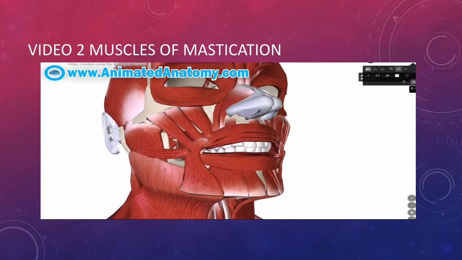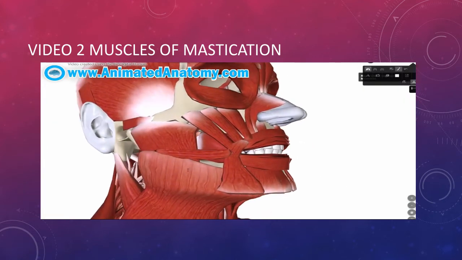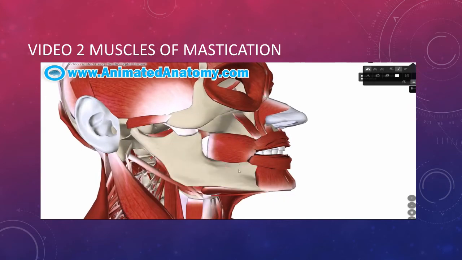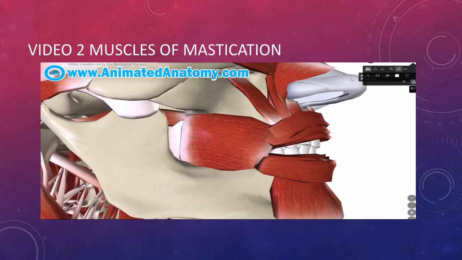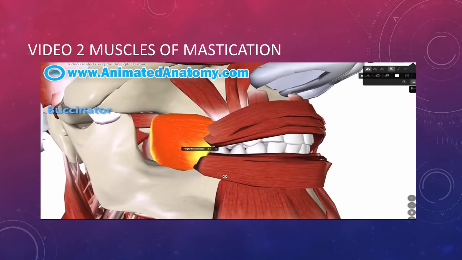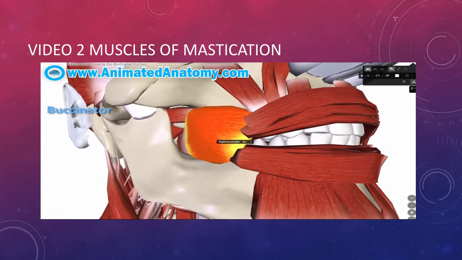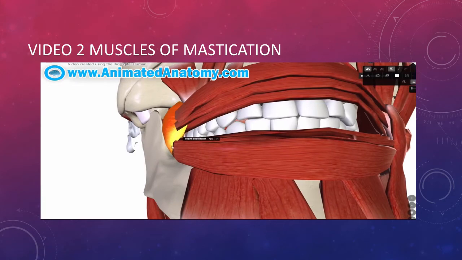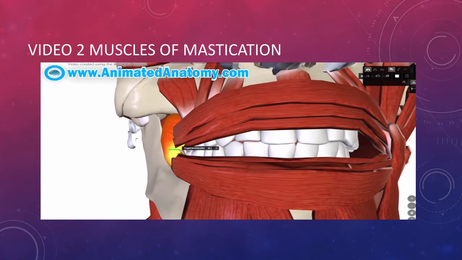But these four muscles are not the only muscles that help you chew the food. If I remove some of these muscles here, you will be able to see this one over here, and that is the buccinator muscle. The buccinator muscle, if you look at it from the anterior point of view, is basically making the cheek's inner surface touch the teeth. And that way the buccinator pushes the food between the teeth so it can be chewed. So now we know a lot about the muscles of mastication.